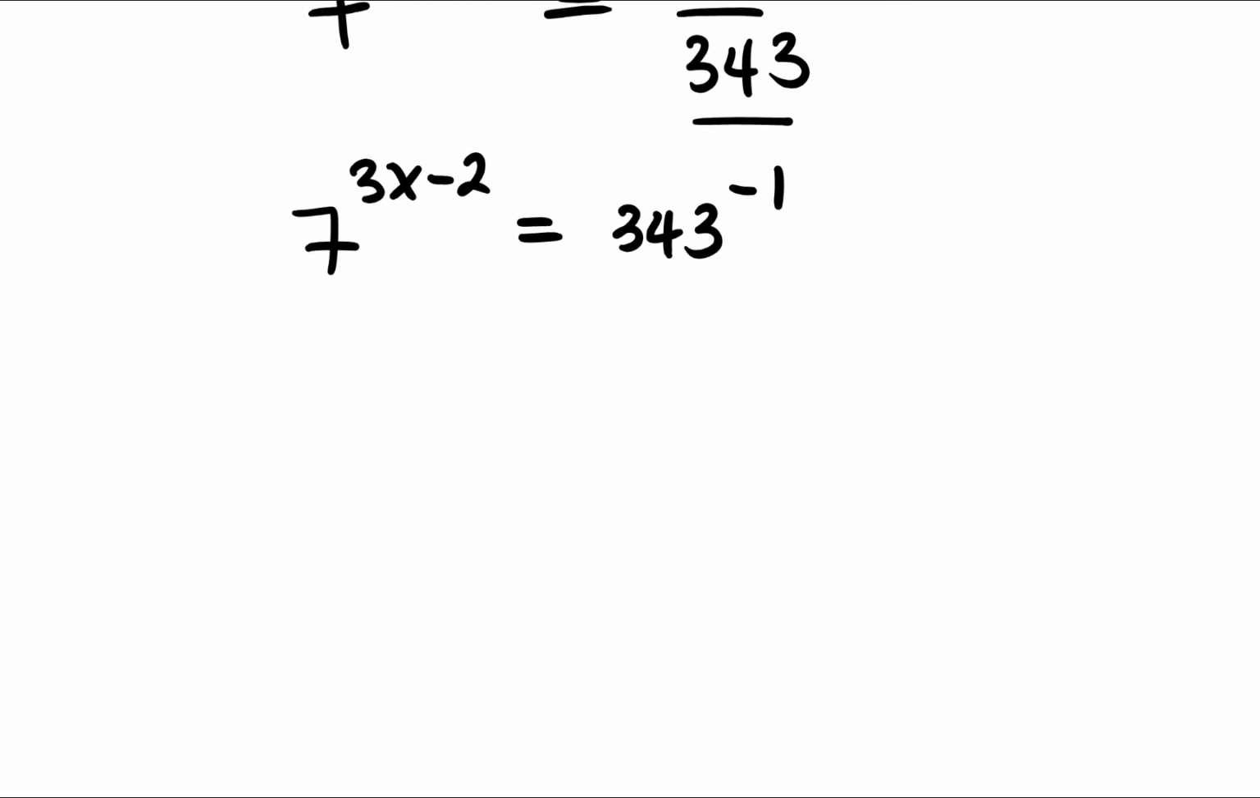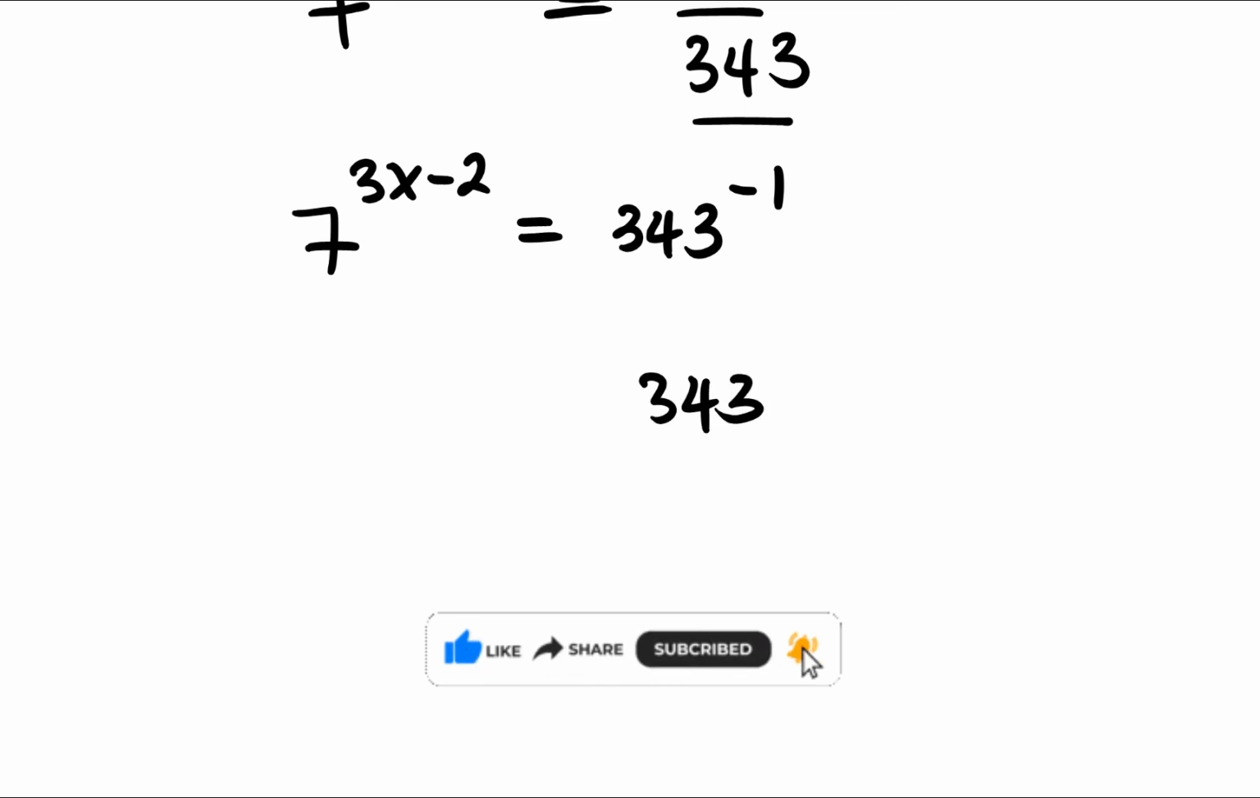Now, looking at this question, our aim is to try to see if we can get the bases to become the same. Since we already have 7 as the base on the left-hand side, let us see if we can rewrite 343 as a base of 7. Okay, so that means 343 should be divisible by 7 without having a remainder. So now let us try and see if this is possible.